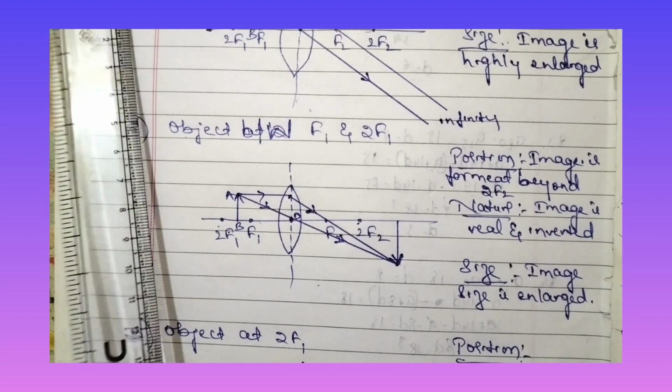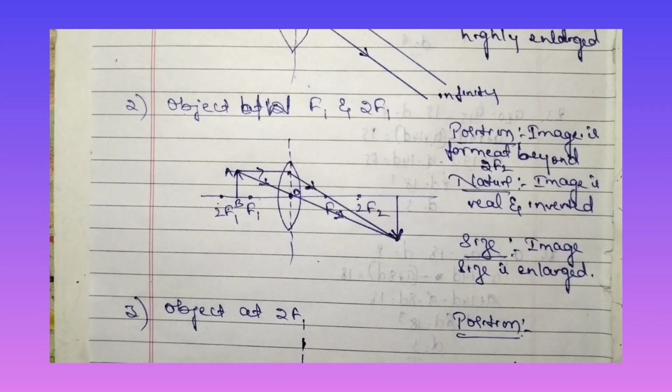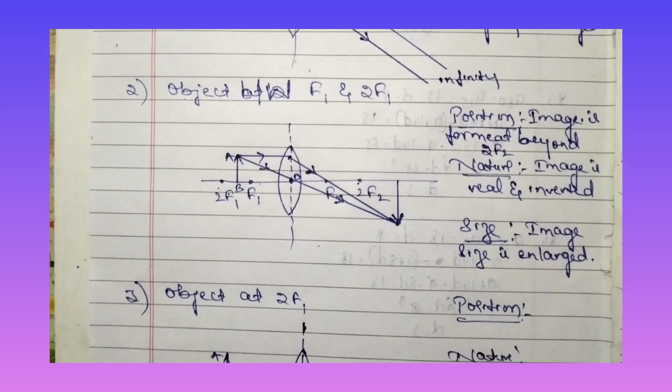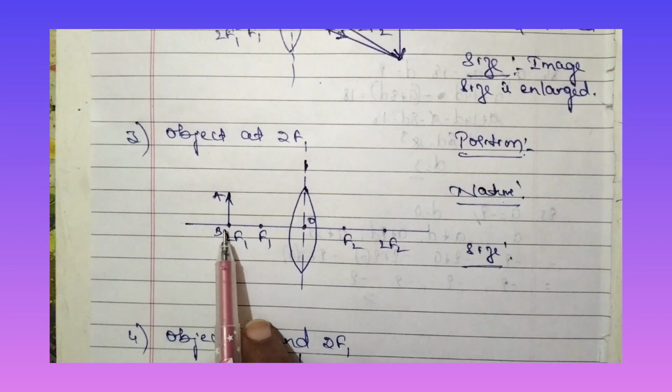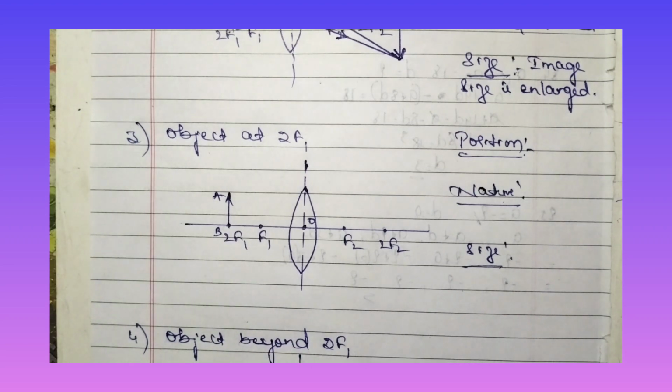So these are the 3 points that you have to write regarding when the object is placed between f1 and 2f1. This is the second position. So now let us move to the third position, when the object is kept at 2f1. Again you have to recall the concave mirror. When the object is kept at the center of curvature, the image is also formed at the center of curvature only. Now if I keep the object at 2f1, the image will be formed at 2f2.